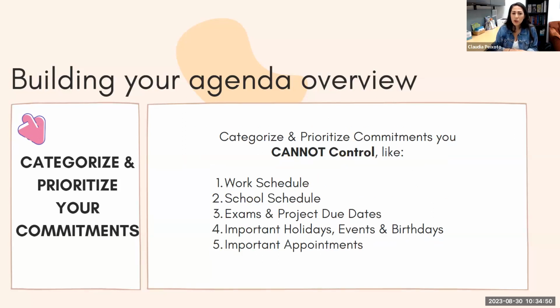So things that you can't control could be your work schedule is set in stone, and so you really can't change that. But sometimes it's our school schedule that might be first, like that's the thing that we cannot change, and our work schedule may be more flexible. So that's how you would change that prioritization. You'd also have exams and projects, important holidays and events. But again, this could be very individualized by the person. It could be your family calendar also needs to be on here, and things you can't control, like managing your kids' school schedule or their doctor's appointments and things like that.